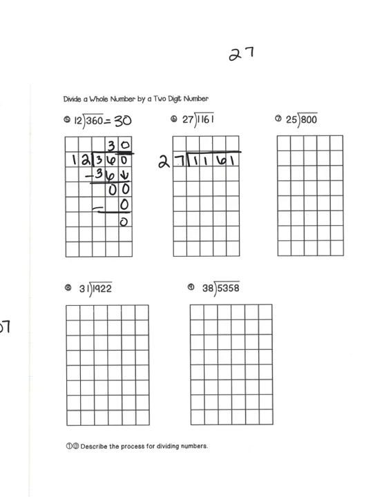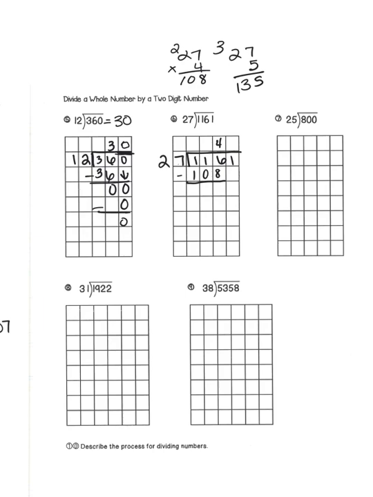So 27 times 5. 7 times 5 is 35. 2 times 5 is 10, plus 3 is 13. So that's 135, so that's too much. So I'm going to go just one down. 27 times 4. 7 times 4 is 28. 2 times 4 is 8, plus 2 is 10, so I have 108. So that's a lot closer, so we'll go with that. So 27 goes into 116 4 times, and I have 108 when I multiply there, sorry, not left over.